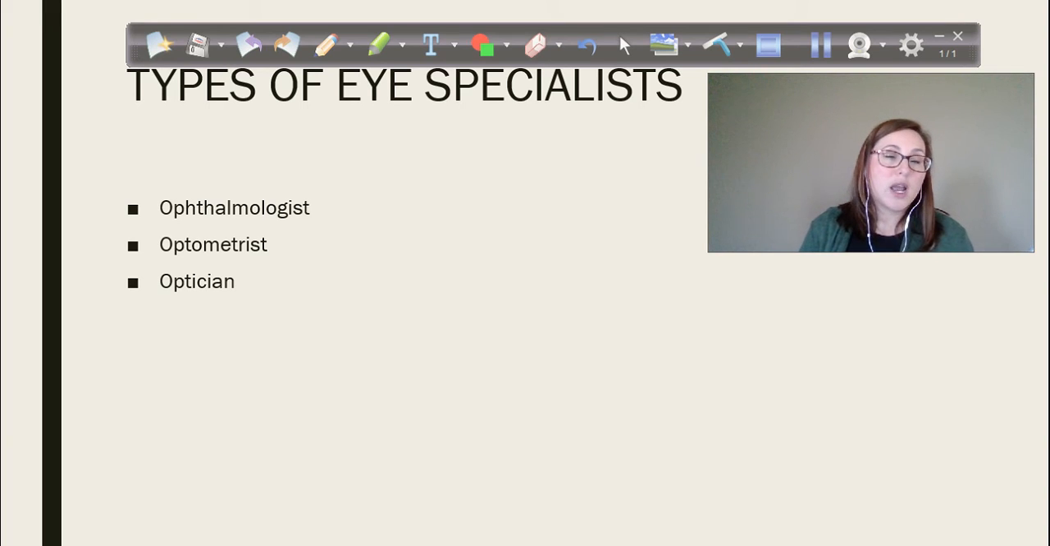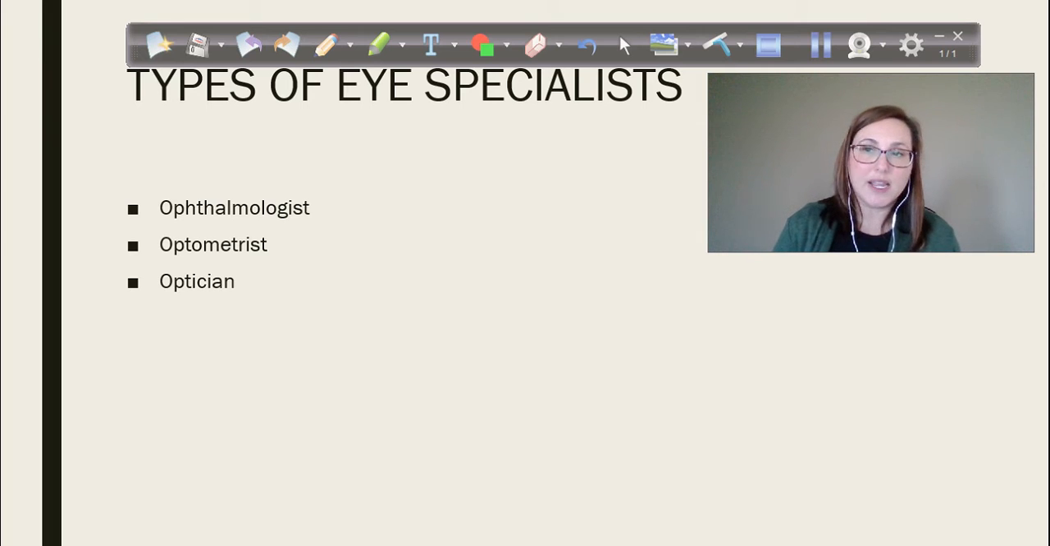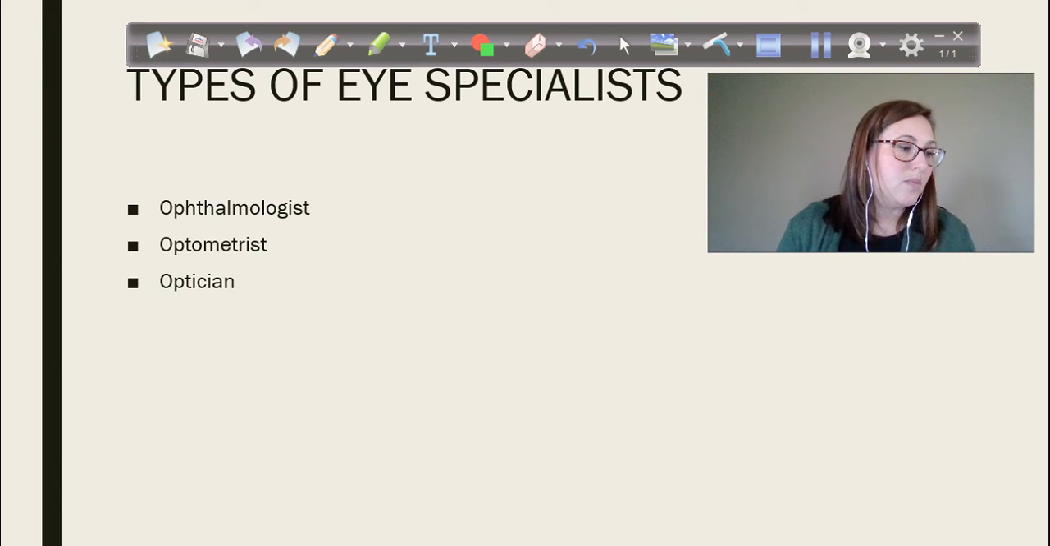They can prescribe both ophthalmic and systemic medications. So ophthalmic medications are just specific for the eye, and then systemic medications might be a medication you take by mouth to treat an illness or a condition. Maybe they get eye injections. So that would be specific to an ophthalmologist.